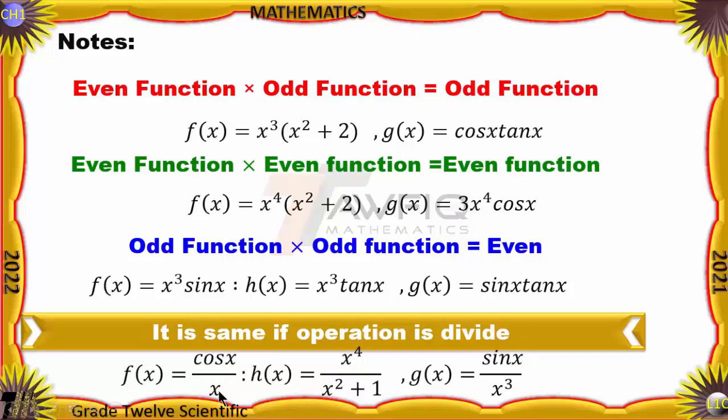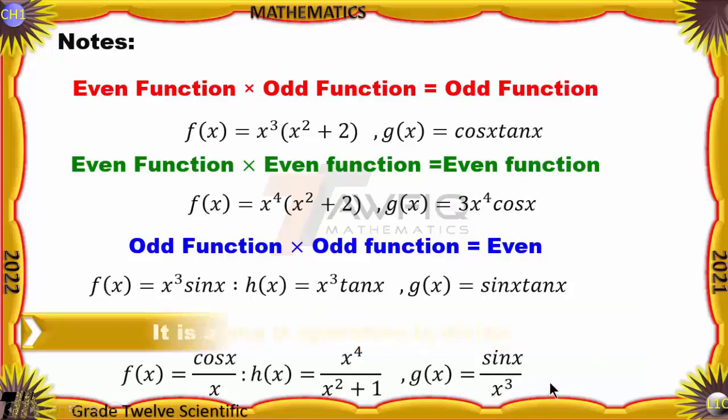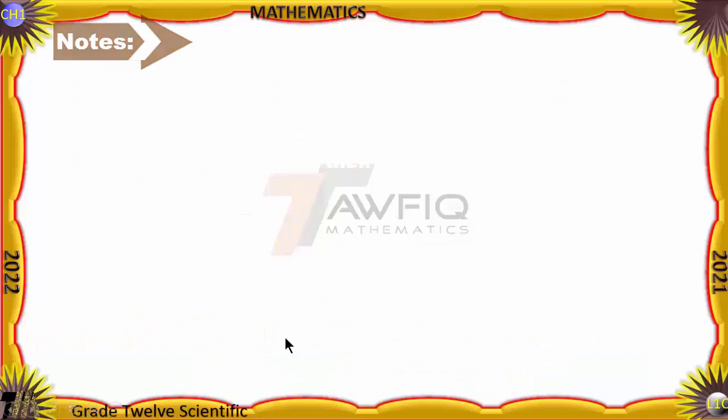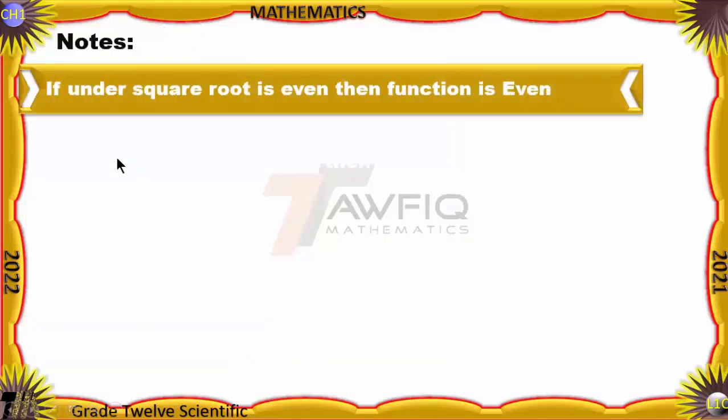Even over odd is an odd. Even over even is even. Sine odd over odd is an even. If under square root is even, then the function is even.